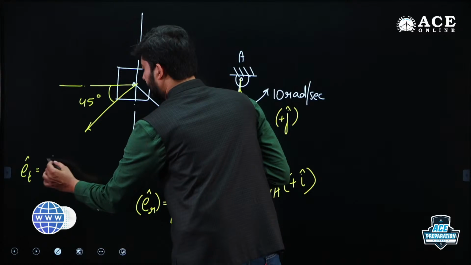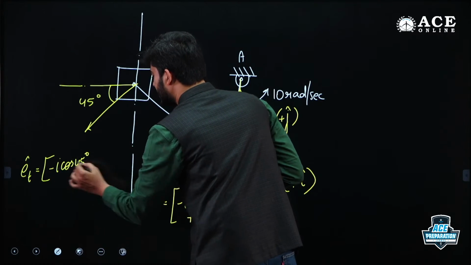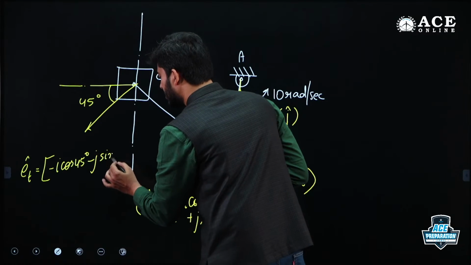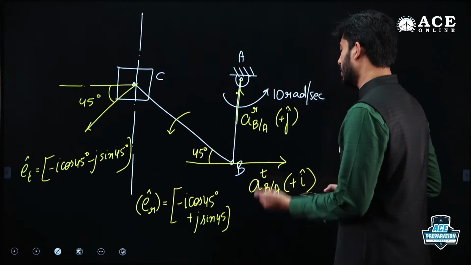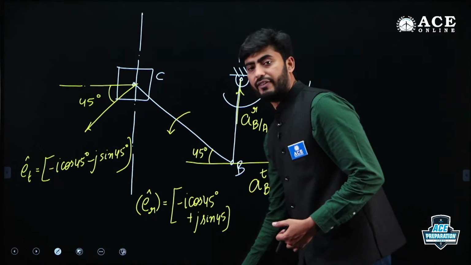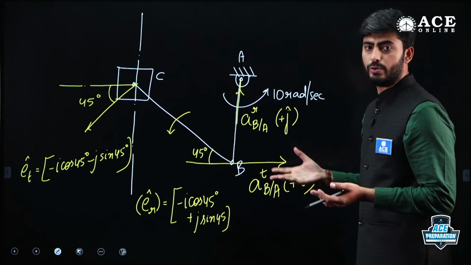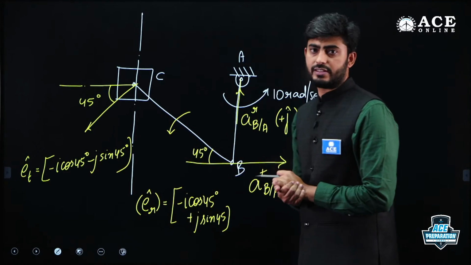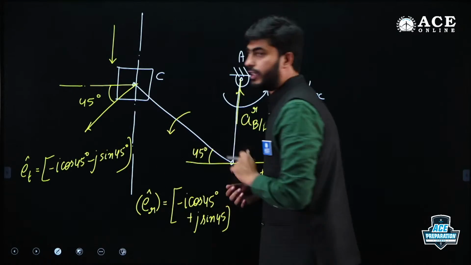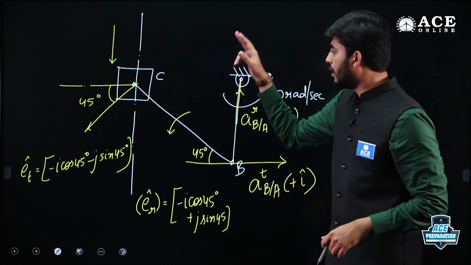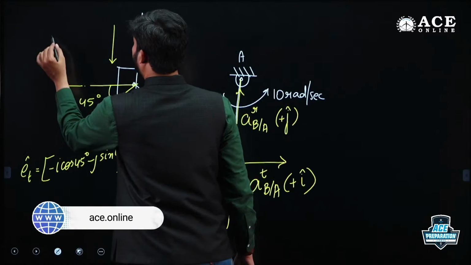I will be writing that as minus i cos 45 minus j sin 45. Okay, so now that I have all the vectors available with me, all I need to do is sum up the vectors. And the collar C is moving in the downward direction. What is the acceleration? 1 meter per second.